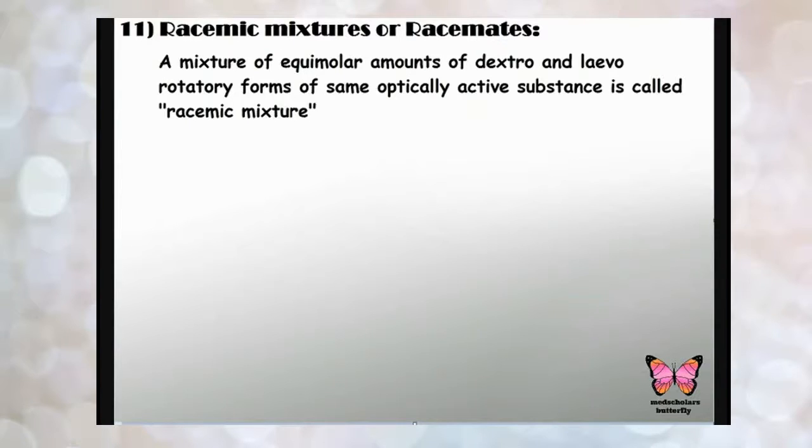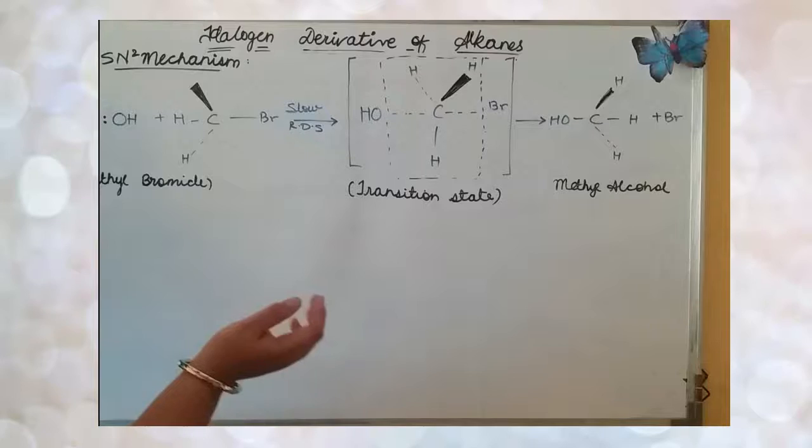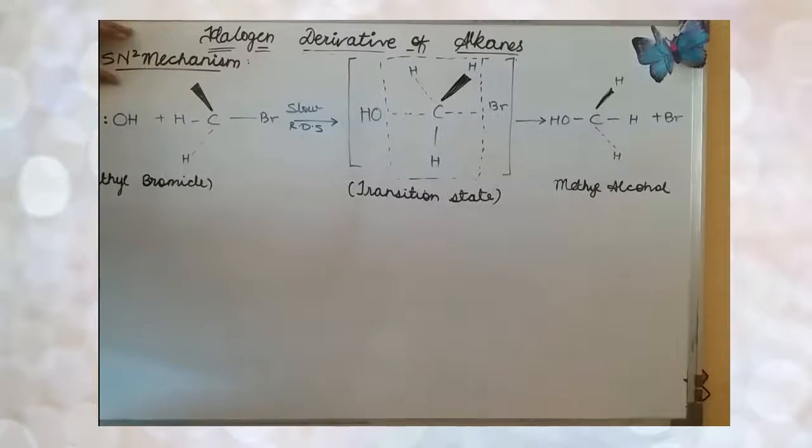Racemic mixture, or racemic. They are a mixture. They are a solution where equal amounts of dextro-rotatory and levo-rotatory solutions are made, and the solution which is formed is known as racemic mixture. Simple as that. Something which is known as SN2 mechanism and SN1 mechanism.